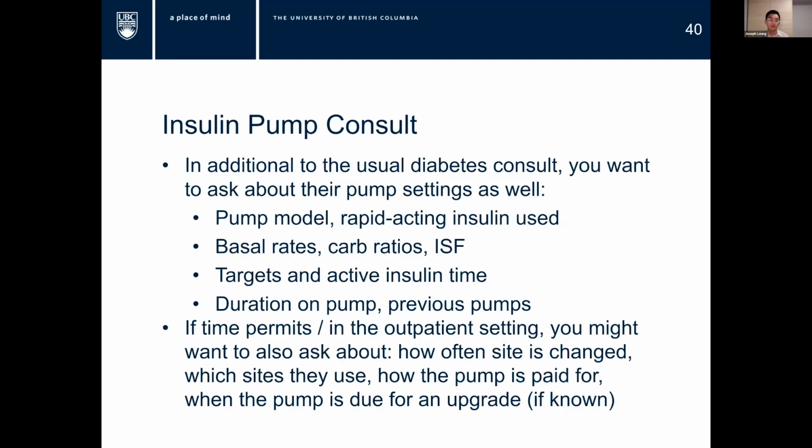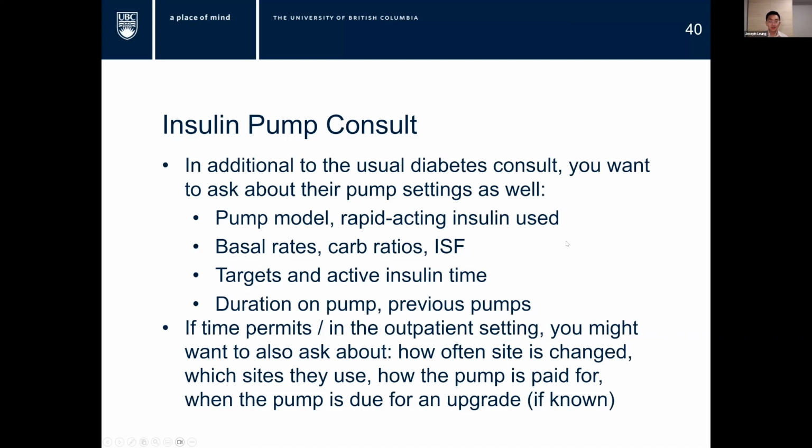Now, if you're seeing a patient on an insulin pump on the wards, these are some of the things that you want to ask about in an insulin pump consult. So, of course, the big three: basal rates, carb ratios, and ISF. The big five, which includes a target and active insulin time, I think would be really helpful as well. But also, what model of pump is it? What kind of rapid acting insulin are they using? How long have they been on the pump? What are the previous pumps they've been on? Their total daily dose of insulin through that history function that I mentioned. So these are some of the things that you might want to ask about.